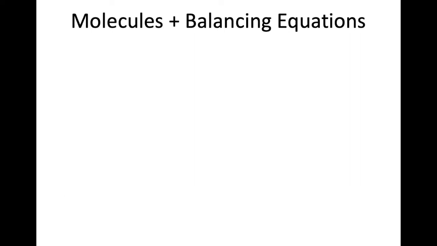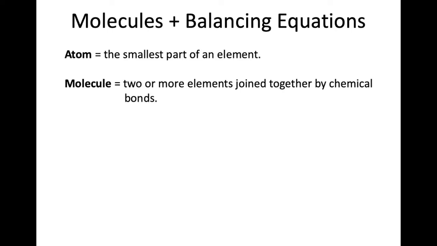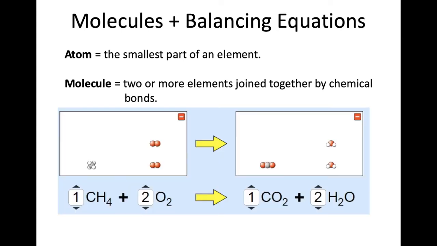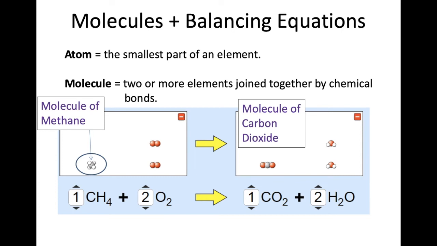Alright, so now you've had a little bit of an introduction to looking at molecules and balancing equations. Now here's the logistics. How does this actually work? So we have some different terms. We have the atom, which we know is the smallest part of an element, but a molecule means that we have two or more elements joined together by chemical bonds. So when you're looking at this PhET simulation, here we have one molecule of CH4, and this CH4 molecule is named methane. In our products, we have a molecule of carbon dioxide.